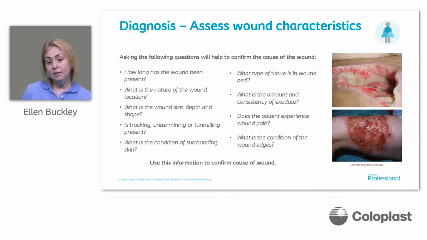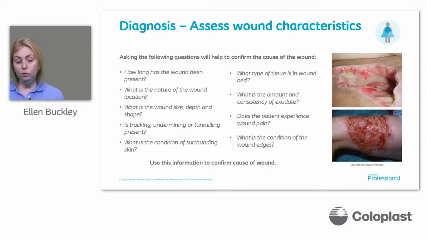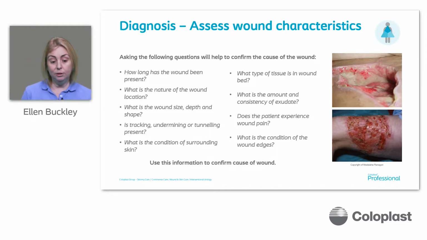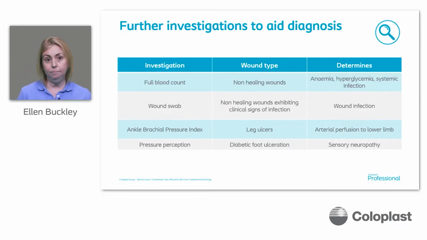So we're assessing wound characteristics to help us come up with that diagnosis, and all of the information that we've already discussed when we're looking at the patient's holistic assessments, when we're looking at the level of exudate, for example, is all information that we use to help us come up with that diagnosis and understand what caused that wound to be there.